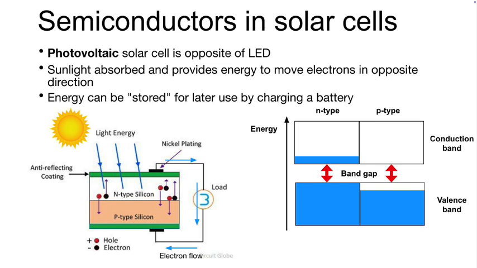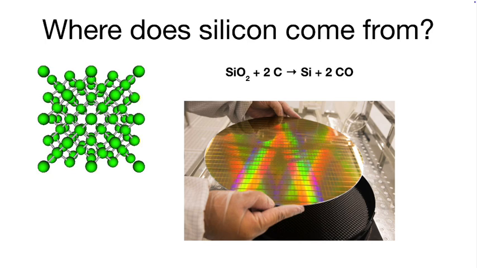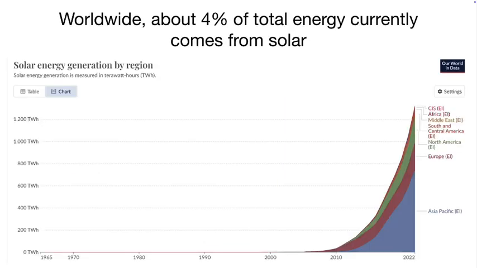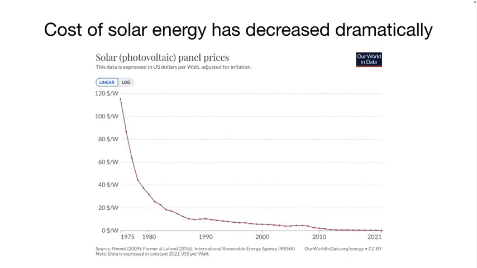Okay, so we're looking at our solar cells. Same general idea. You're taking N-types and P-types and layering them in a way that allows light energy to eject electrons to higher energy states so that you can get your load. Where does silicon come from? You're processing it. Where all our energy comes from.